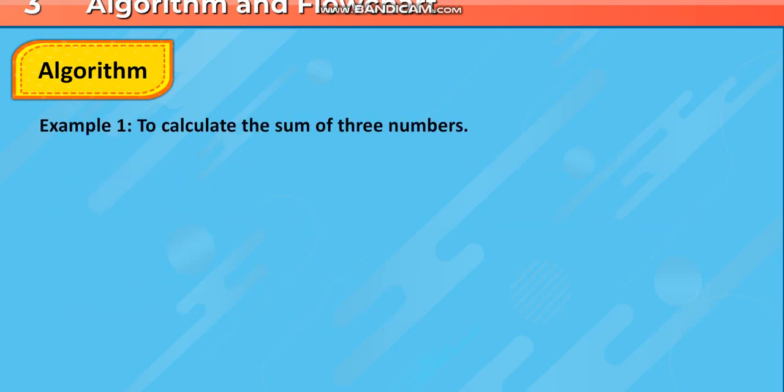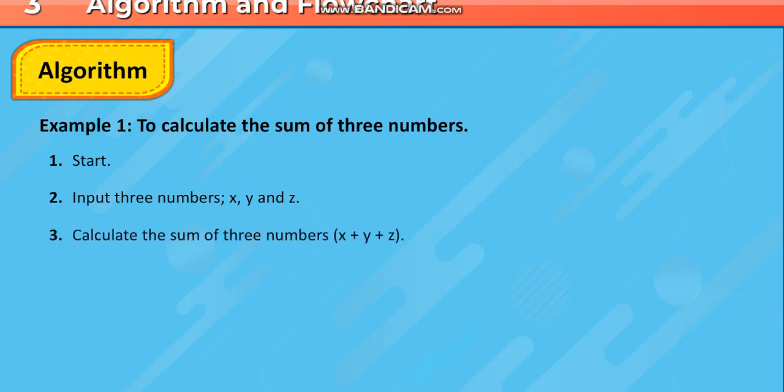Example 1. To calculate the sum of three numbers: Start. Input three numbers x, y, and z. Calculate the sum of three numbers, x plus y plus z. Print the sum. Stop.